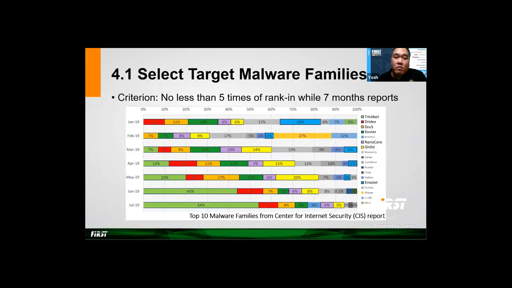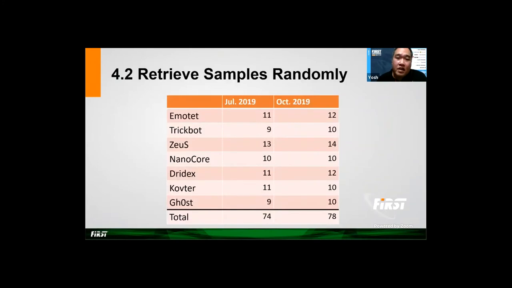To determine the target malware families, I referred to the monthly reports published by CIS. I chose malware families that had appeared in the rankings at least five times in the 7 months' reports at that time. We randomly selected from a hash list based on the CTI of seven selected malware families and downloaded the samples present in VirusTotal.